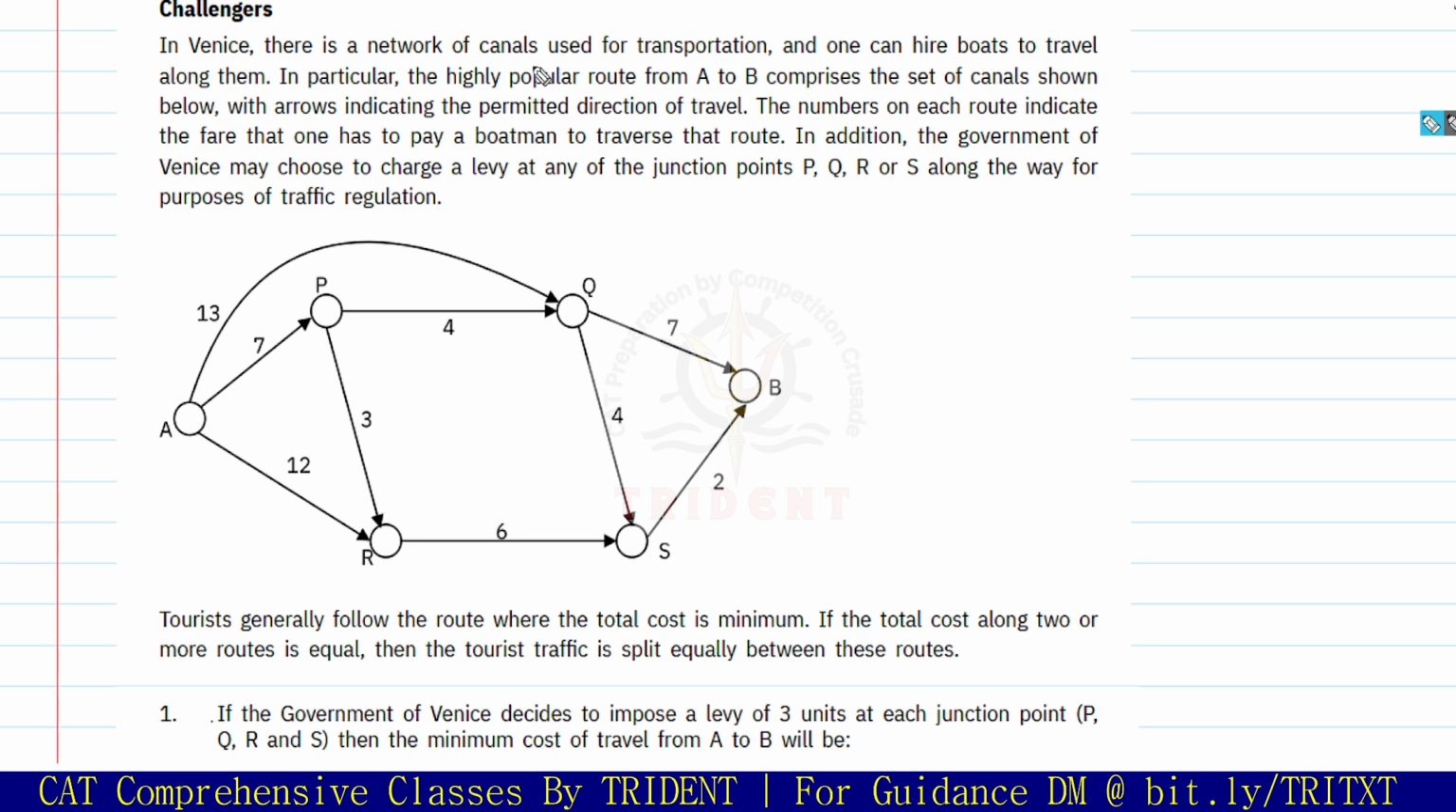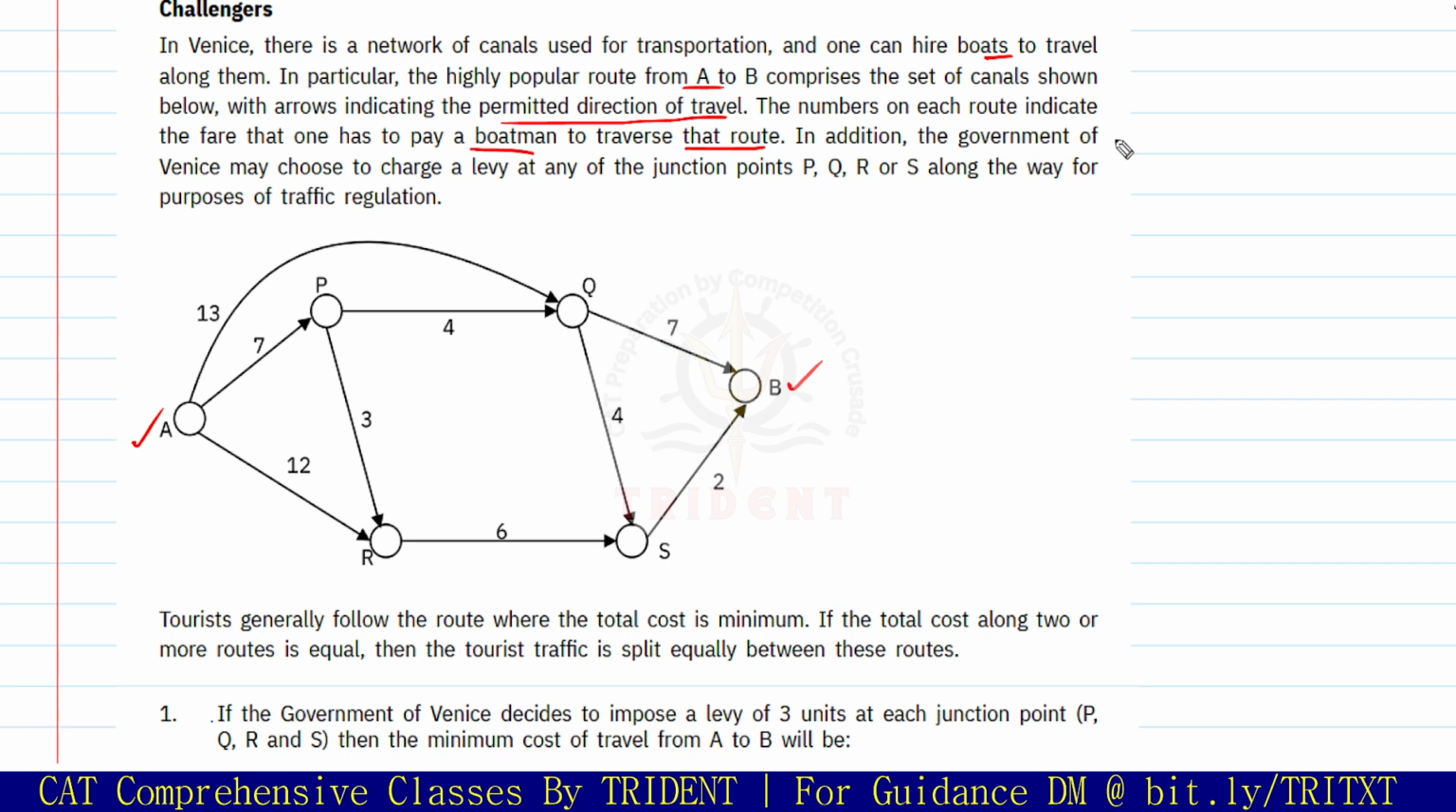In Venice there is a network of canals used for transportation, and one can hire boats to travel along them, in particular the highly popular route from A to B. So you can see A is over there and B is over here, comprises of a set of canals shown below with arrows indicating the permitted direction of travel. The number on each route indicates the fare that one has to pay a boatman to traverse that route.